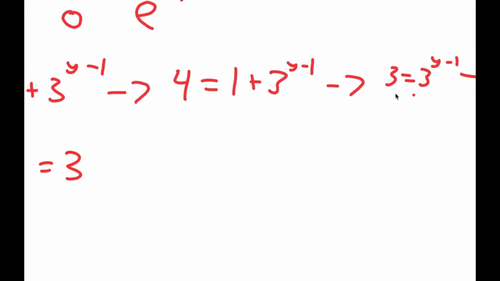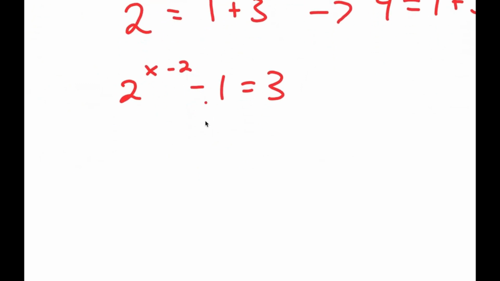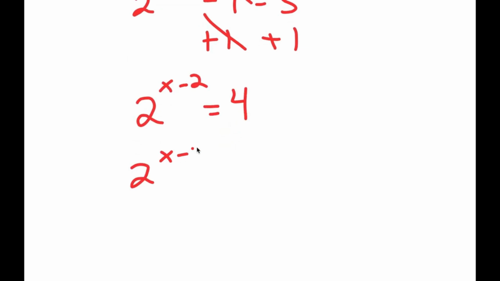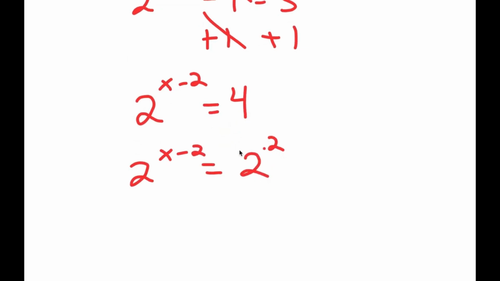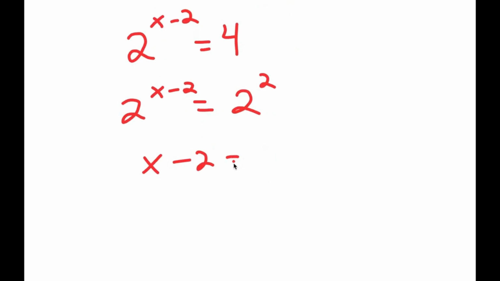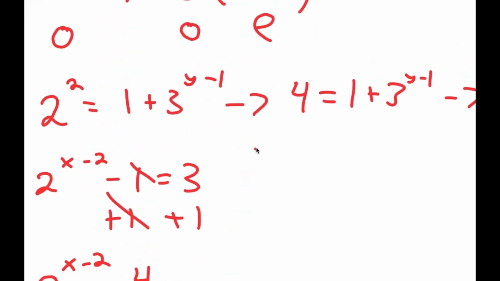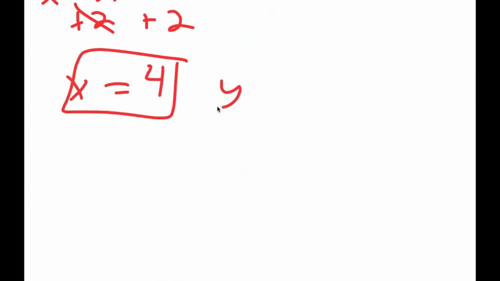So the value of y is 2. Now for 2 to the power of x minus 2 minus 1 equals 3, I'm going to first start by adding 1 on both sides. So I get 2 to the power of x minus 2 is equal to 4. And now 4 is the same thing as 2 squared, so I get 2 to the power of x minus 2 is equal to 2 squared. And this means that x minus 2 is equal to 2. And if I add 2 on both sides, these two cancel out, and I get x is equal to 2 plus 2, which is 4. So my solution is x equals 4, and y is equal to 2.